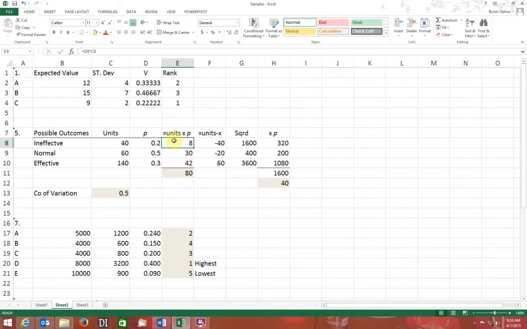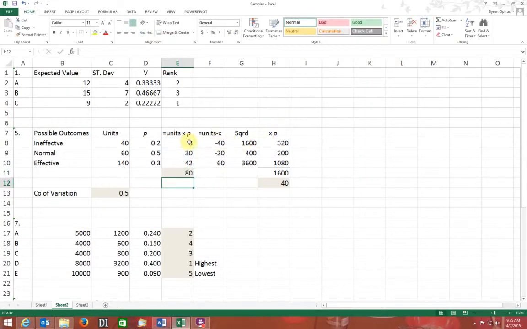And so just like I did above, now I take my probability times my units. And there we go, and I can carry that down. Okay, and then I sum those. I've got to add all those. 8 plus 30 is 38, plus 42 is 80. But I can let the Excel do that for me too, right?